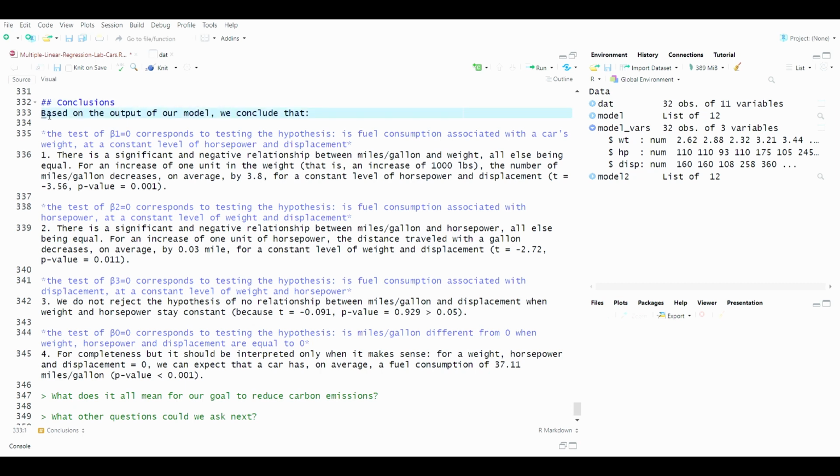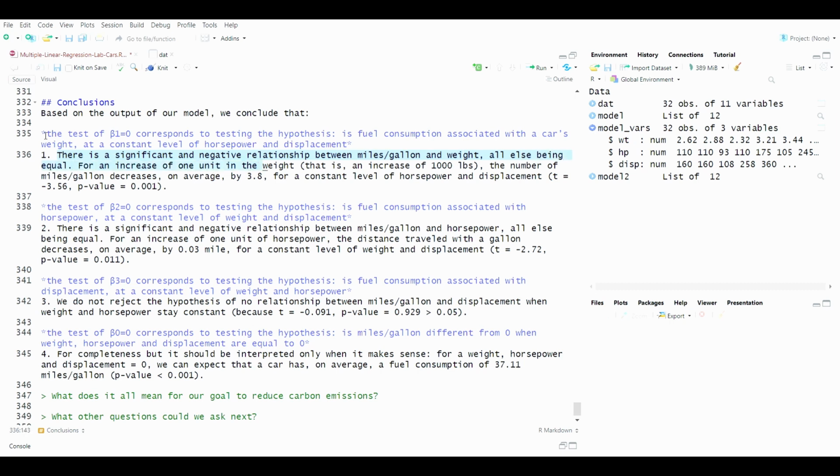Conclusions. Based on the output of our model, we can conclude that, and here I've pasted the null hypotheses for you so you can remember, okay, we're testing this null hypothesis. What do we say about our conclusion? So for that first test of beta 1 equals 0, is fuel consumption associated with a car's weight at a constant level of horsepower and displacement, right? Yes, we can say there is a significant and negative relationship between miles per gallon and weight, all else being equal.